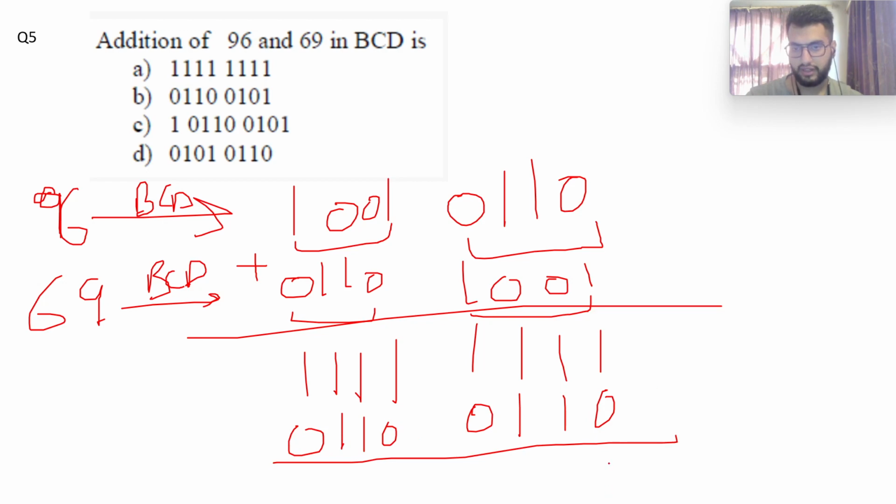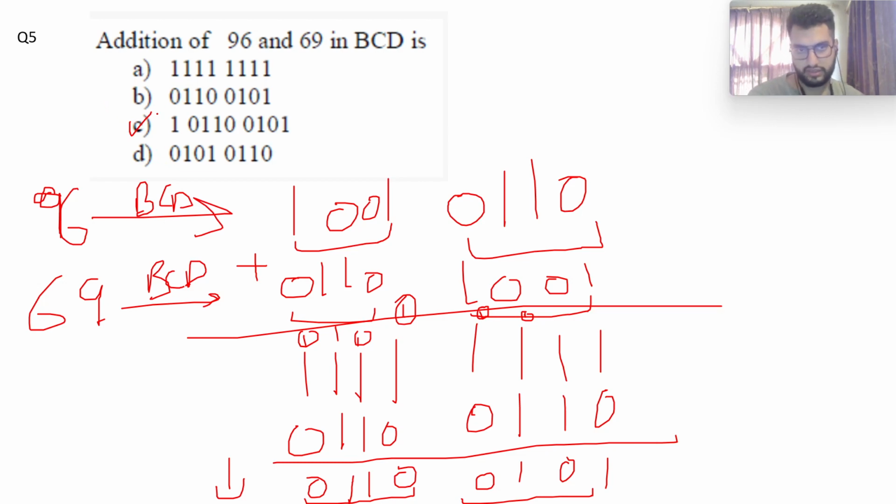So we have 1 plus 1 is 2, so that is 0 and 1 will be carry. 1 plus 1 is 3, so 1 and 1 will be carry. 1 plus 1 is 2, so it will be 0 and 1 will be carry. The remaining bits carry the same way, and the result is 1 0 1 1 0 0 1 0 1. So option C.